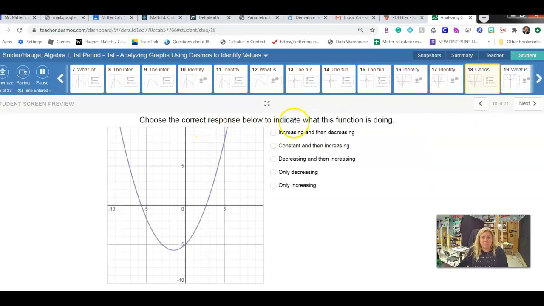18. Choose the correct response below to indicate what the function's doing. What's it doing? It's going down. Then what is it doing? It's going up. So it's decreasing and then it's increasing. I was choosing the wrong one.